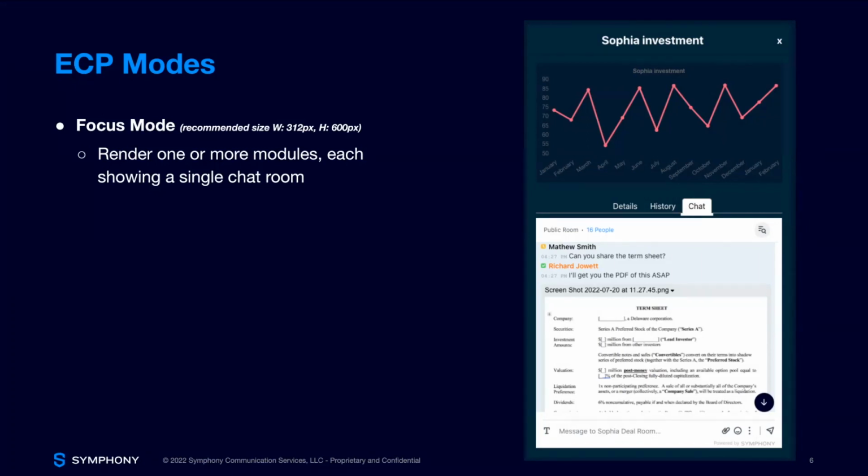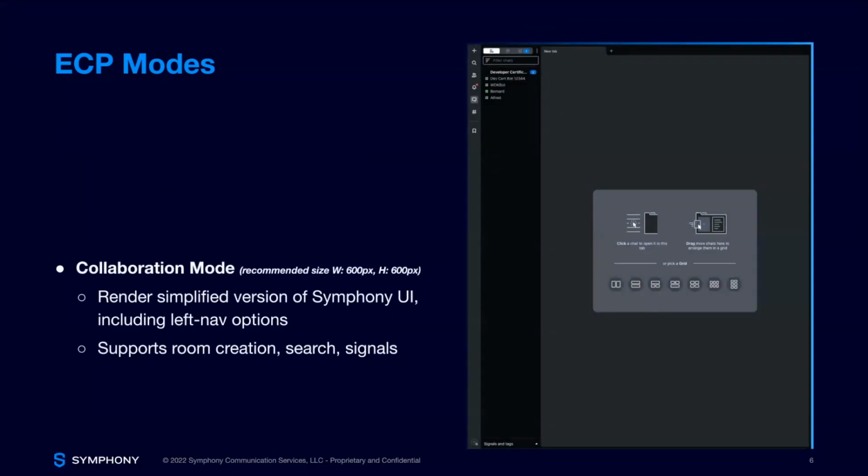The next mode we have is Collaboration Mode. This mode renders a simplified version of the Symphony UI, including the left navigation pane, allowing users to create rooms, search messages, access signals, and room lists. Vinay, can you tell us more about the ECP rendering options and what they enable?